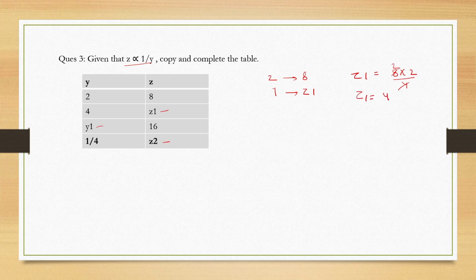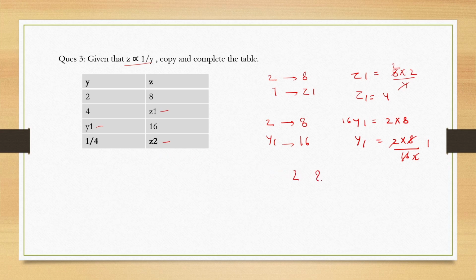Now we have to find out the value for Y1. So 2, 8, Y1, 16. We will do direct multiplication. 16 Y1 equals 2 into 8. Y1 equals 2 into 8 upon 16. The value for Y1 is equal to 1. Now we have to find out the value for Z2.